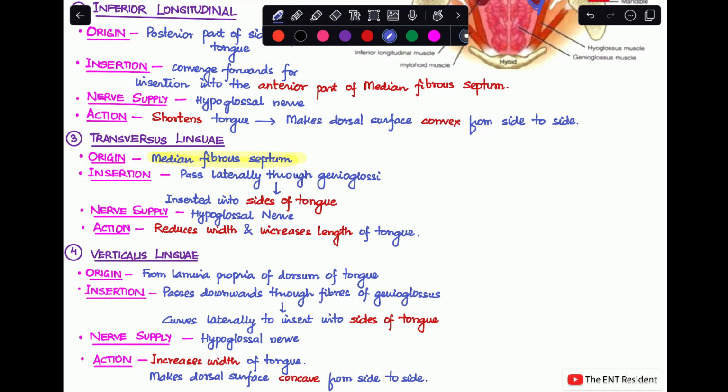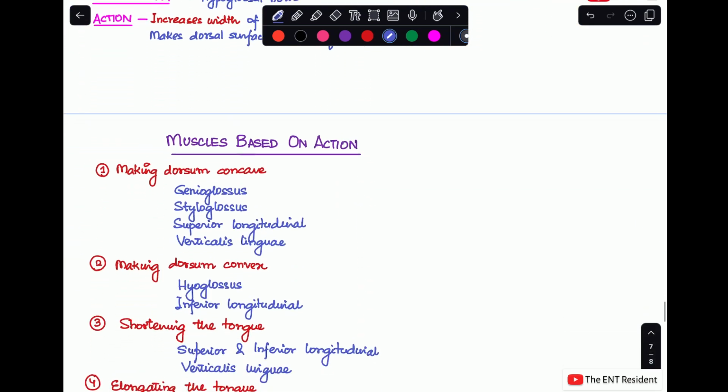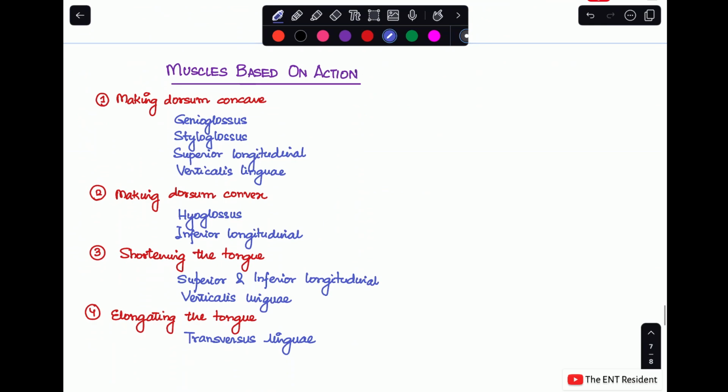So, this was all about the origin, insertion, nerve supply, and action of the different muscles of the tongue. How do you classify the muscles? How do you remember what are the extrinsic muscles based on their function and their attachment? There's a mnemonic to remember. Girl has superpowers to remember the extrinsic muscles. And lastly, I'll discuss one small thing. It's actually not much of a discussion, but rather a compilation. How do you compile these muscles based on their action?